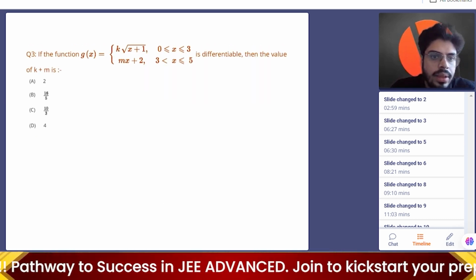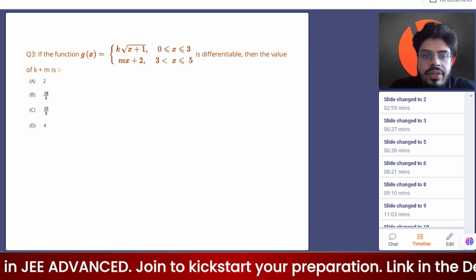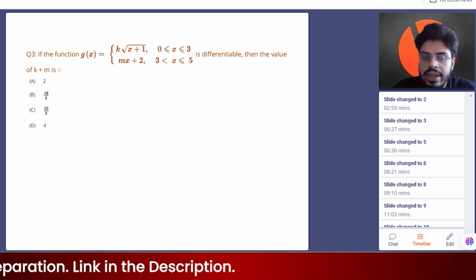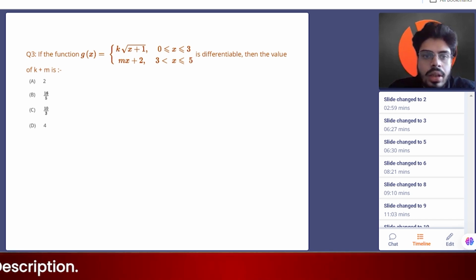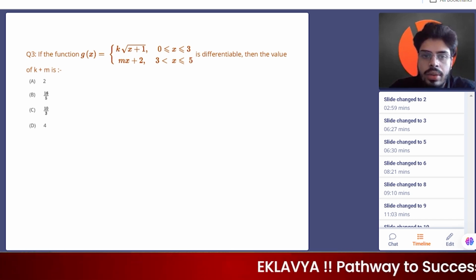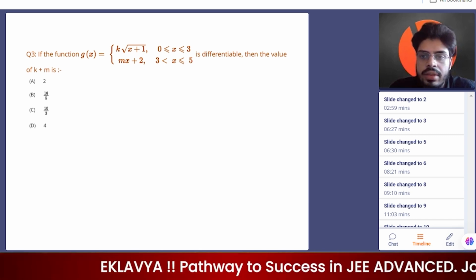Now the next one. Question number 3. It is given that the function is differentiable. So what does it mean? The function is differentiable, that is one thing, but also it has to be continuous. So first we'll write the equation from the function being continuous at x equal to 3. So at x equal to 3, what is the value of the function?